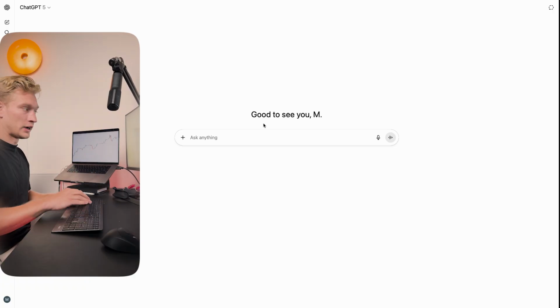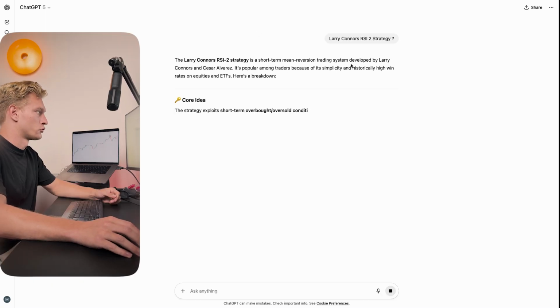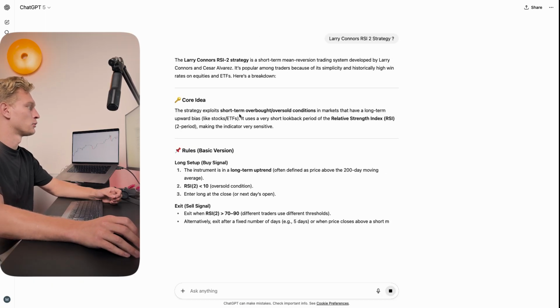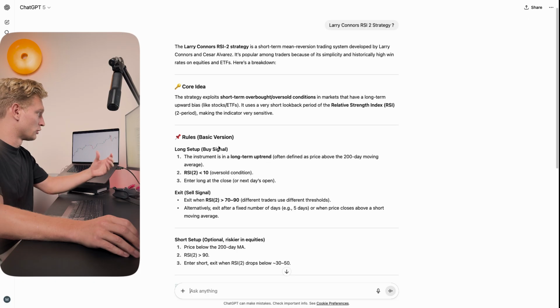Let's build this. All right, let's see what the Connors strategy is about. There you go. It's a short-term mean reversion strategy. The core idea is that the strategy exploits short-term overbought and oversold conditions, and we're gonna build this together. I just want to quickly show you the trading plan.